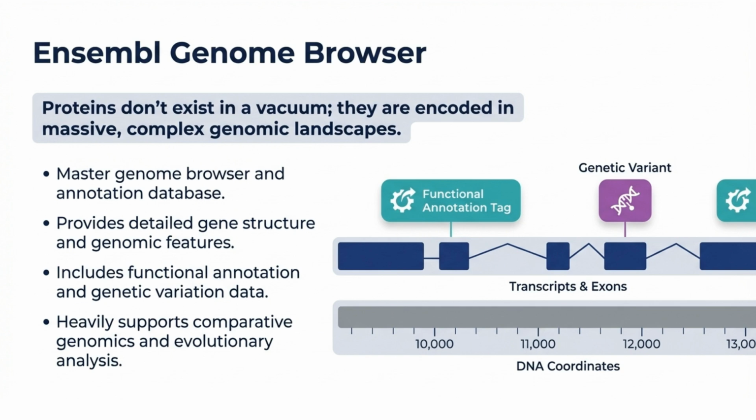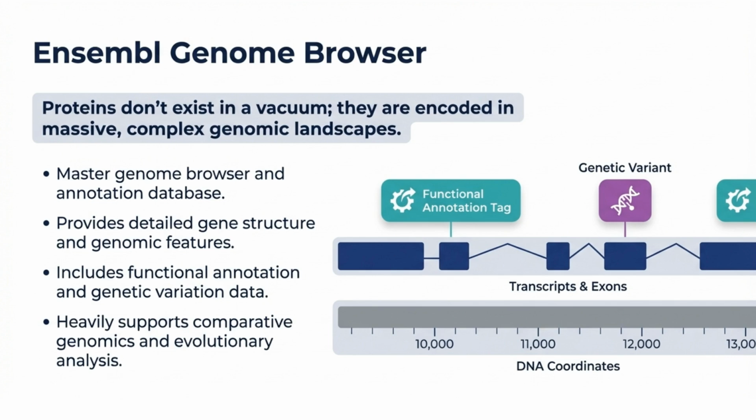The Ensembl genome browser allows us to view genes directly within the genome. This is important because function is often linked not only to sequence, but also to genomic structure and position. Ensembl shows features such as exons, introns, transcripts, regulatory regions, and genomic variants. It also supports comparative genomics, allowing researchers to compare genes across species. For example, you can examine whether a human gene has a similar structure in mouse or zebrafish.